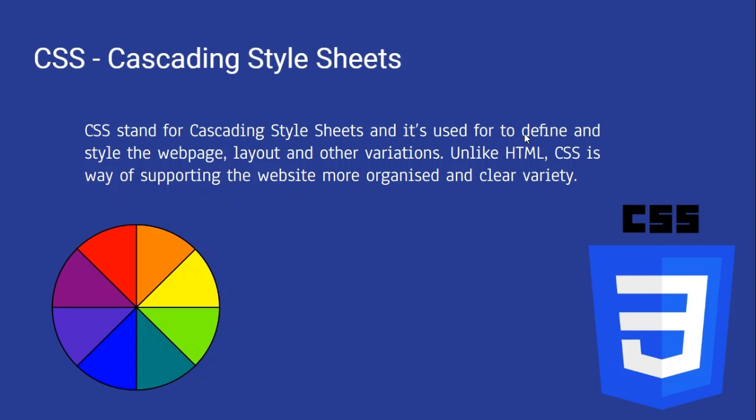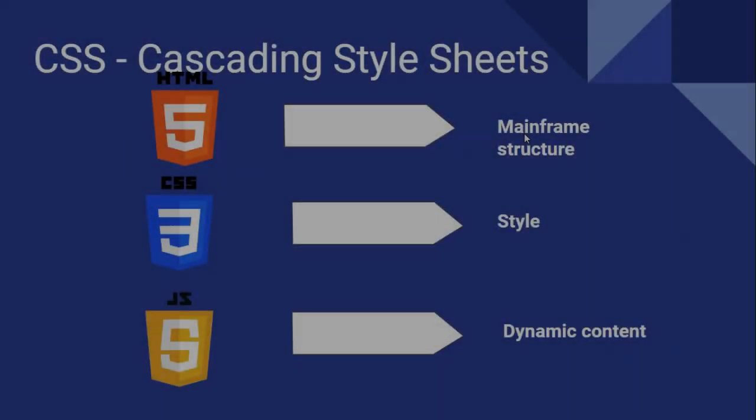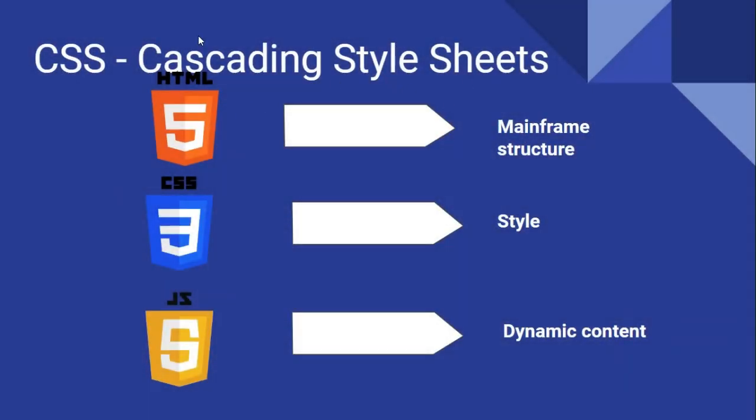Unlike HTML, CSS is a way of supporting a website and can be more organized and have a variety, because HTML is a part where it structures the whole web page and CSS helps it to create the web page more stunning. So here are the examples of what all the coding language should look like.